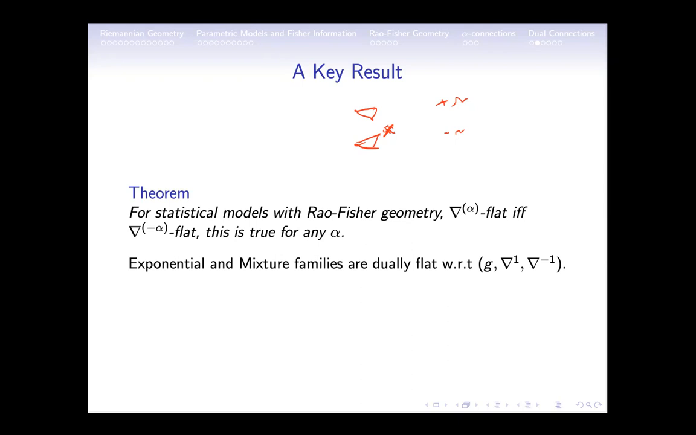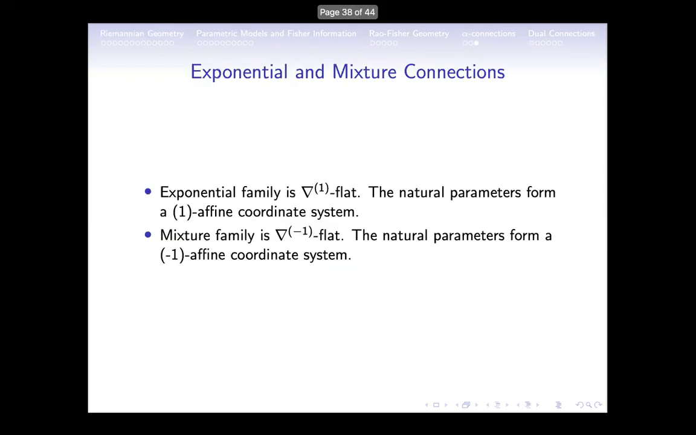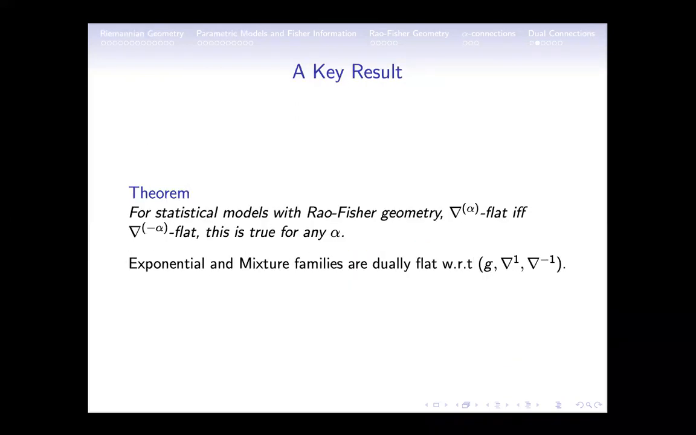But for statistical manifolds, all the connections are symmetric, right? That is also a property we saw earlier. So all the alpha connections are symmetric. So for statistical models, we can say that nabla alpha is flat if and only if nabla minus alpha is flat, and this is true for any alpha. Now we knew that exponentials are nabla 1 flat and mixtures are nabla minus 1 flat. So basically exponential and mixture families are dually flat with respect to the dualistic structure (g, nabla 1, nabla minus 1).